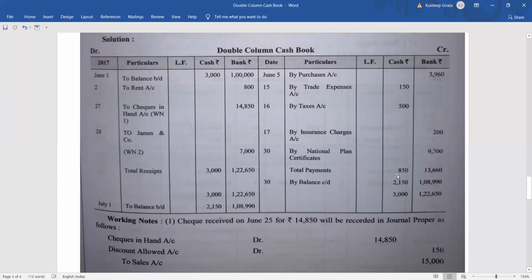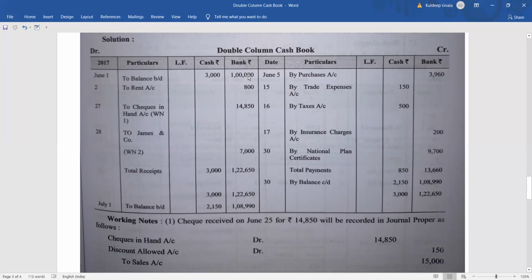So the balancing figure is how much? 3,000 minus 850 rupees, so it is coming 2,150 rupees. Clear? After doing the balancing, you can see the balance carried down, it will be on June 30. By balance carried down, it is the same as what we have done previously. 2,150 in the cash column, we have got. Clear? After that, the bank.